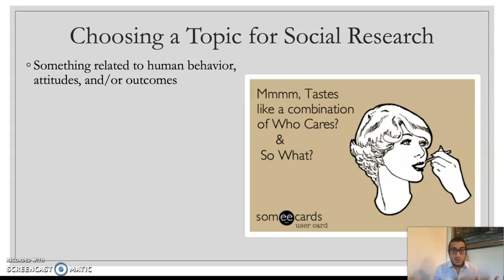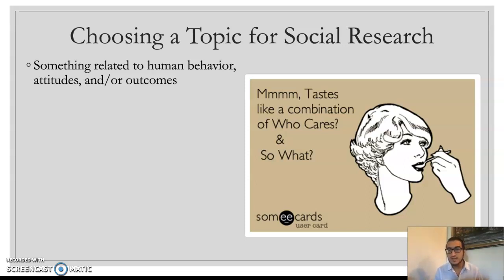So when we're in social research, we want to look for something related, obviously, to human behaviors, attitudes, and/or outcomes. So sociologists, we're not going to be, for example, conducting research in labs to try and generate a new vaccine for COVID-19. Now, does that vaccine have an impact on human behavior? Absolutely. But that's medical research. In sociology, we do social research.